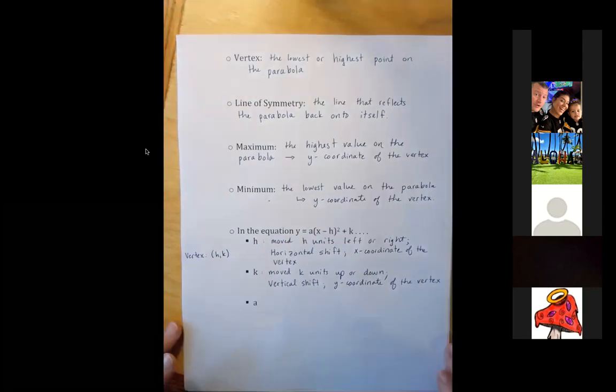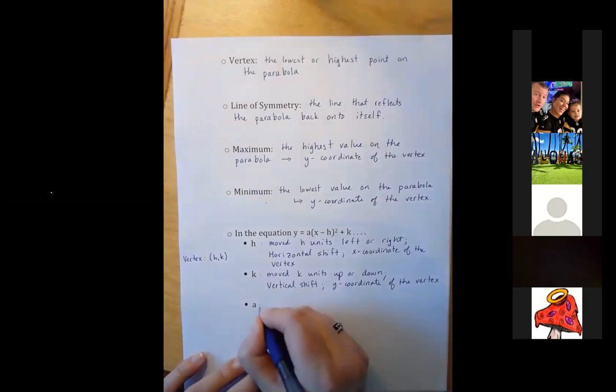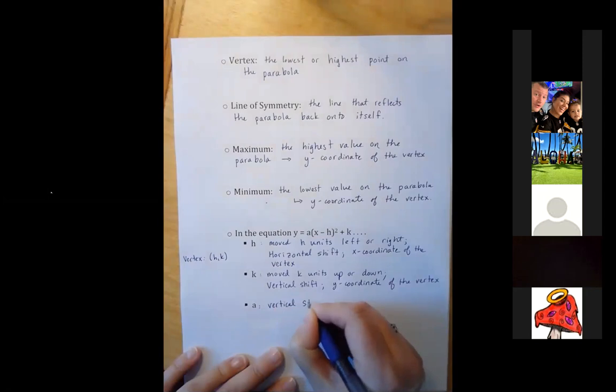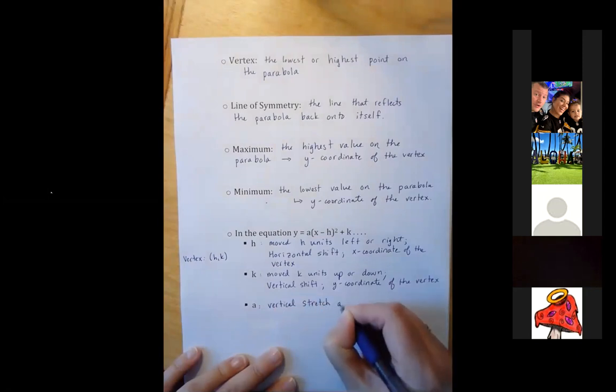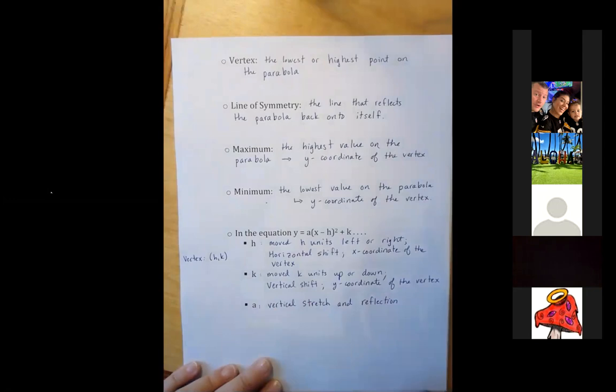So now the A. The A actually plays the role both of the vertical stretch or dilation and whether or not the parabola has been reflected. So I need to go through a whole bunch of possibilities for the A. So this is our vertical stretch and reflection. And now I need to talk about the various values A can be.